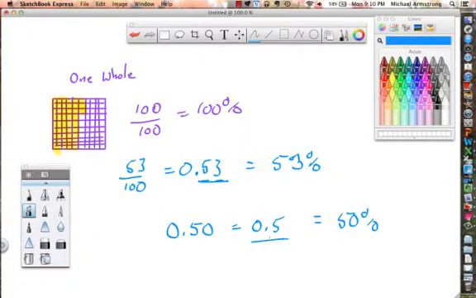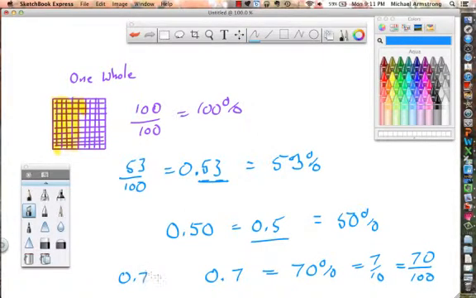And if 5/10 is 50%, I bet you can guess what 0.7, which is 7/10, equals. That equals 70%. 7 out of 10 is the same thing as 70/100ths. So if we write it like this, we can also add a 0 and not change the meaning. That gives us hundredths. We get 70%. Okay? That works pretty well.